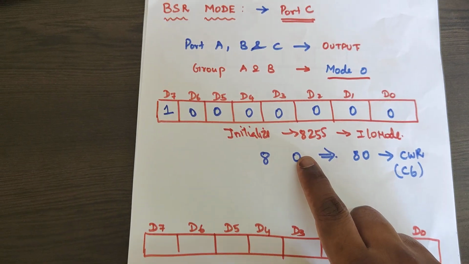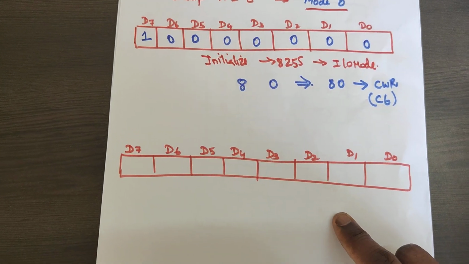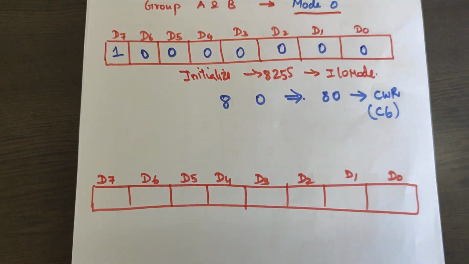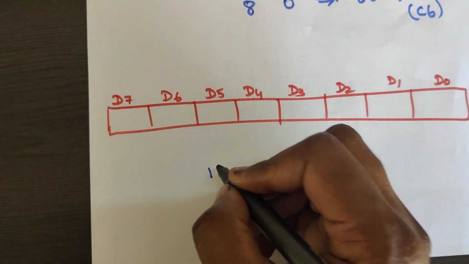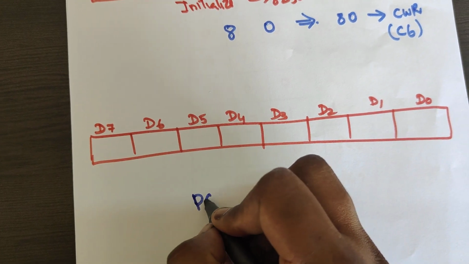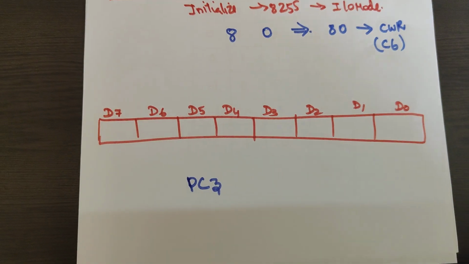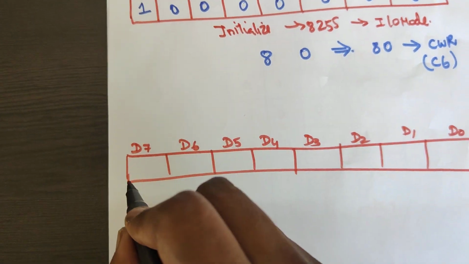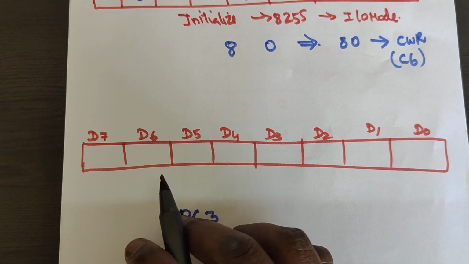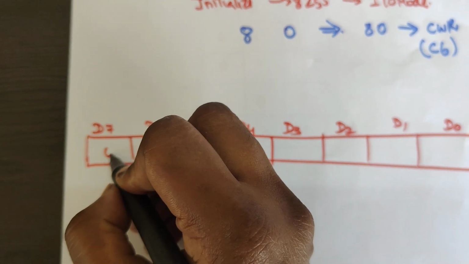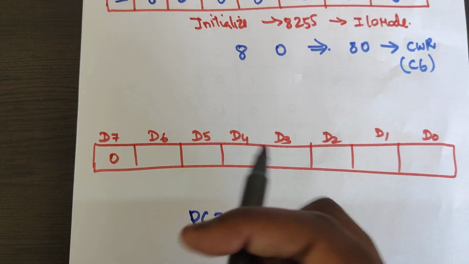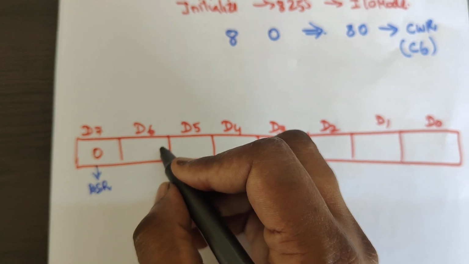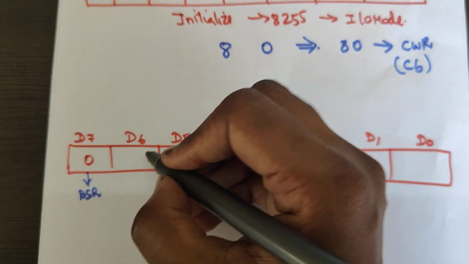After initializing, now I need to set the particular port C bit. Today I am going to set the port C 3rd bit, PC3. To set that, first you have to initialize BSR mode. So D7 should be 0, which tells you it is a BSR mode. D6, D5 and D4 will be 0.